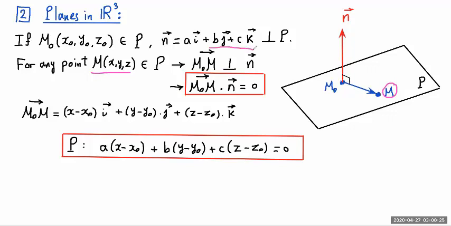Because it's orthogonal, we can write M0M dot product N will be 0. M0M is given by (x minus x0) times i plus (y minus y0) times j plus (z minus z0) times k. For the inner product with N, I will take x of N times x of the vector here, plus y of N times y of the vector M0M, plus z of N times z of M0M equals 0. This is the equation of the plane P.